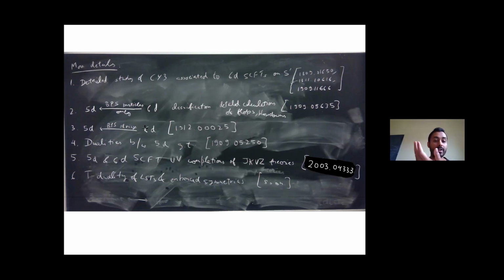And if you're interested in decoupling, another way to produce 5D SCFTs, you can have a look at this paper. And if you're interested in dualities between 5D gauge theories, then please have a look at this paper. And if you're interested in knowing what the 5D and 6D SCFT UV completions of a 5D gauge theory with a simple gauge algebra are, they were recently worked out in this paper. And T-duality of little string theories and flavor symmetries of 5D SCFTs are going to appear soon. So that finishes my talk.